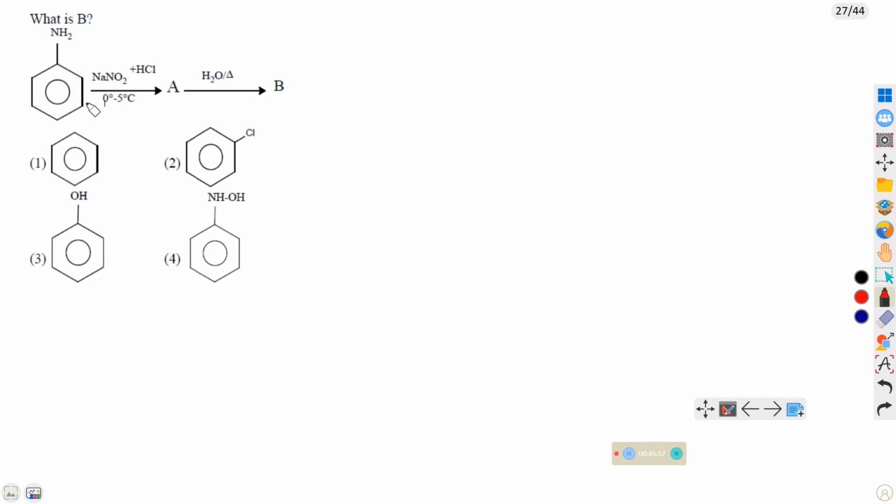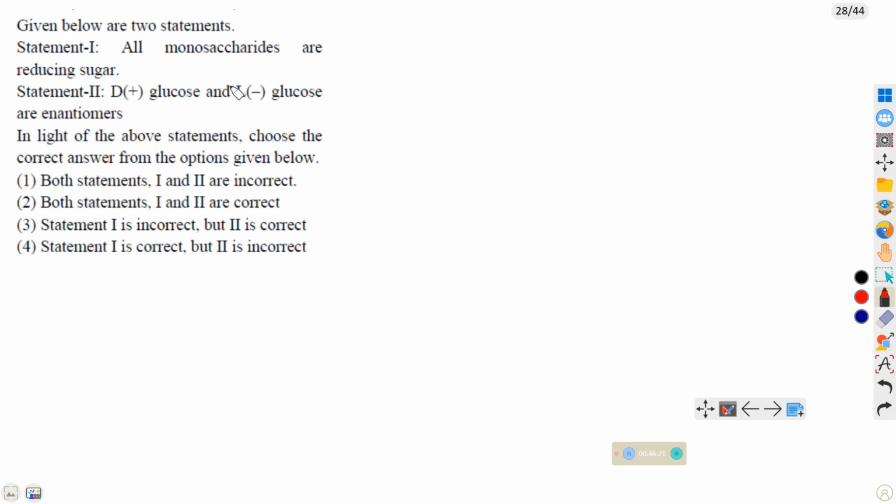What is B? The first step is diazotization. Diazotization gives benzene diazonium chloride, C6H5N2Cl. N2 plus Cl minus reacts with water, then it gives phenol. Statement 1, all monosaccharides are reducing sugars. Correct. D-glucose and L-glucose are enantiomers. Correct. Statement 1, statement 2, both are correct.